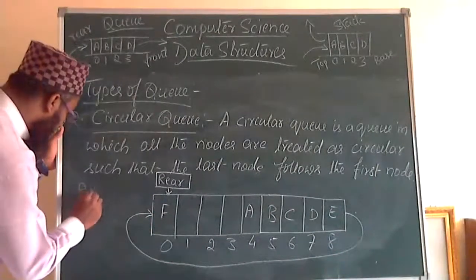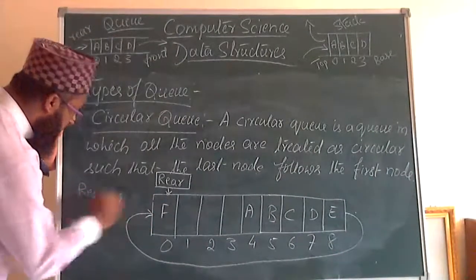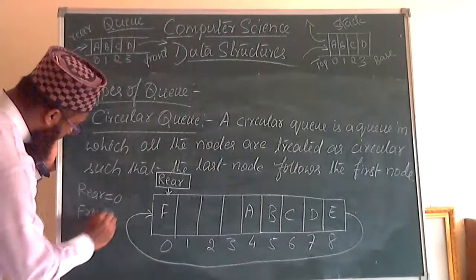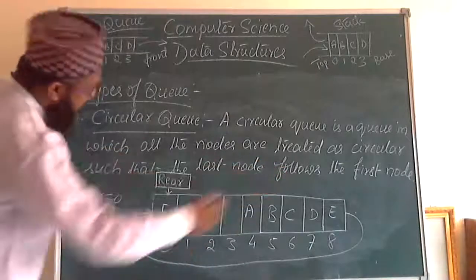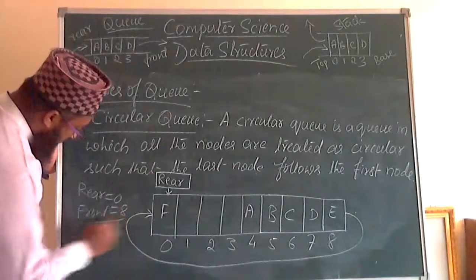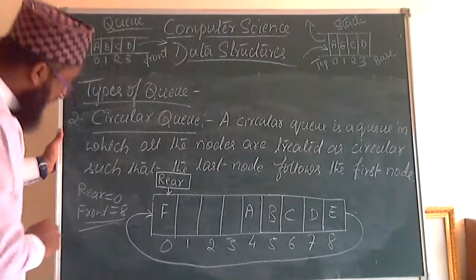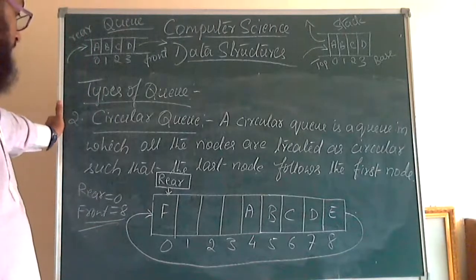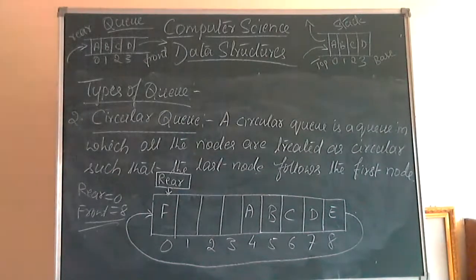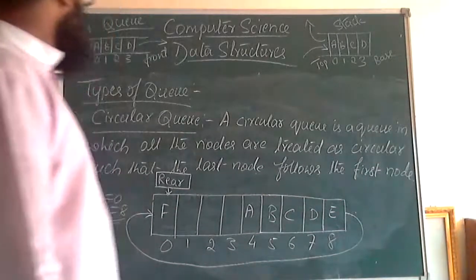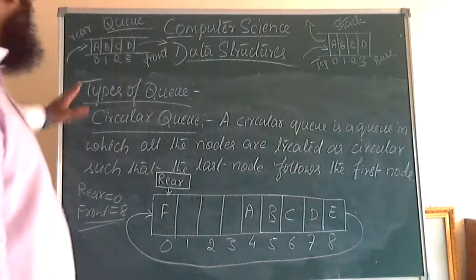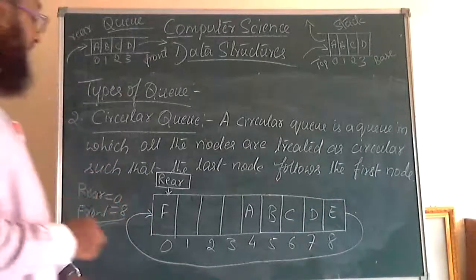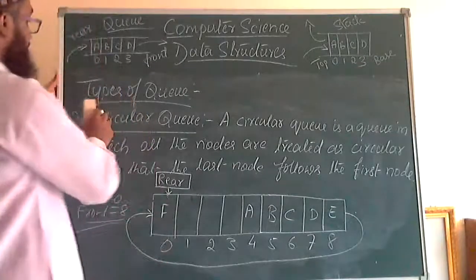So this type of queue we can call a circular queue. Here rear equals 0, and front equals 8. This type of queue can be called a circular queue. This is the second type of queue. Next we shall see the third type of queue, which can be called a priority queue.